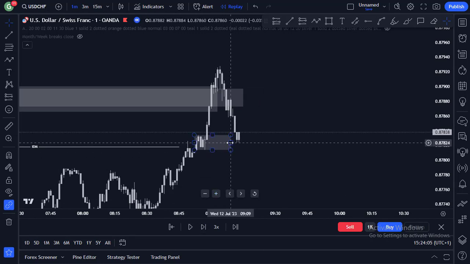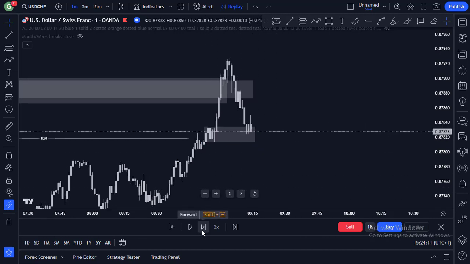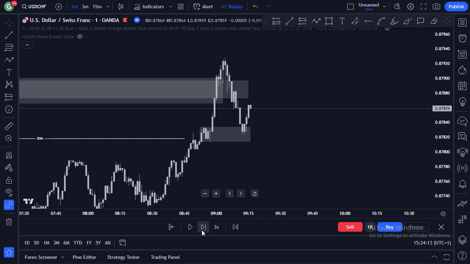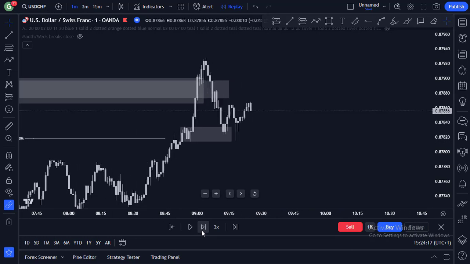Are we getting any reaction? Yes, we are getting a reaction at this point. So this is a reaction. So the next thing we are waiting for is a break of that point. Let's see, does price break below it? Not yet, not yet. Let's see.